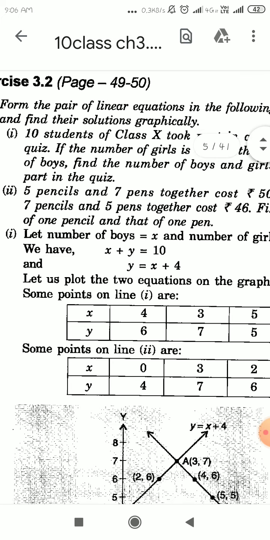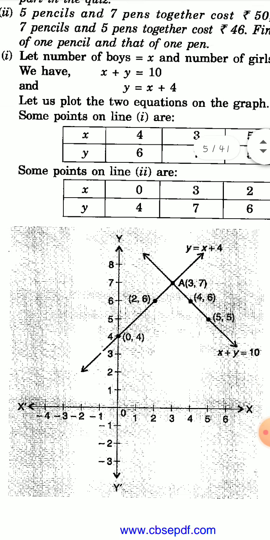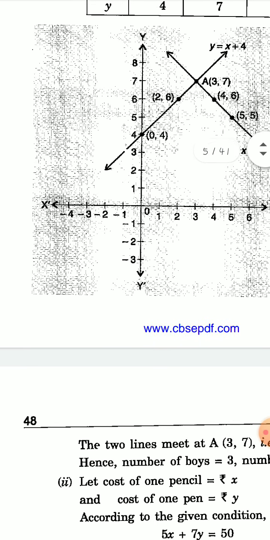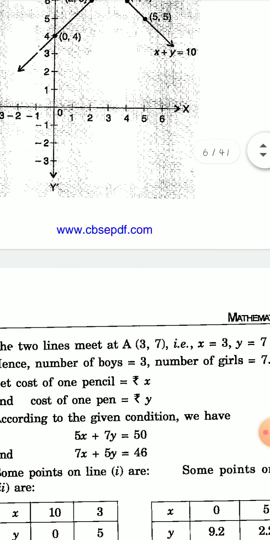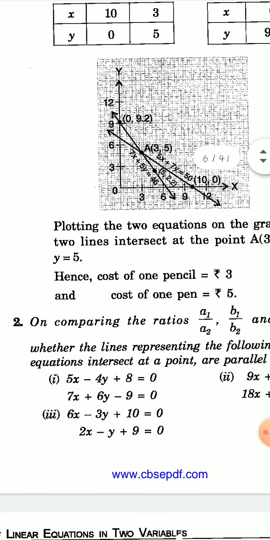We have two equations. You will write the solutions for them and plot the graph. The point of intersection here is 3, 7. That means x is 3 and y is 7. X was the number of boys, so the number of boys is 3 and the number of girls is 7. Second part is the same type of question.